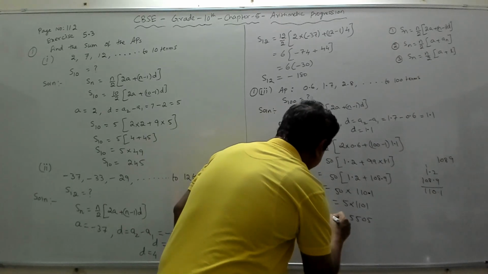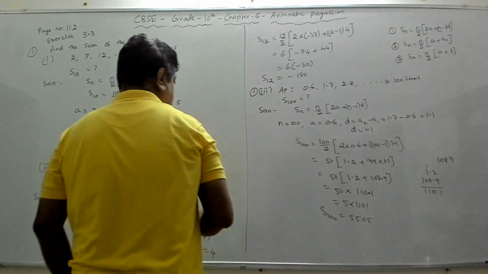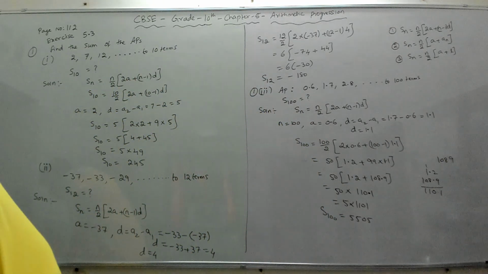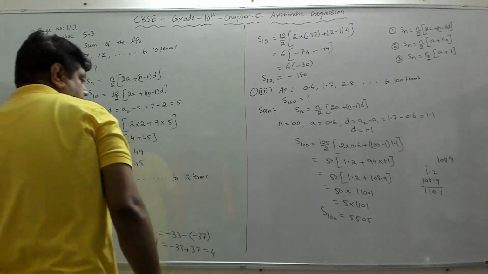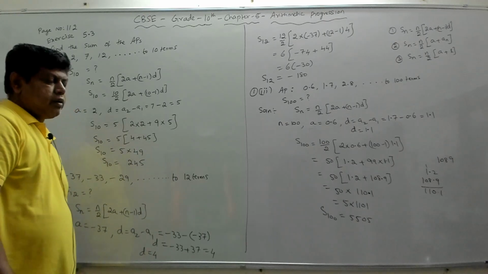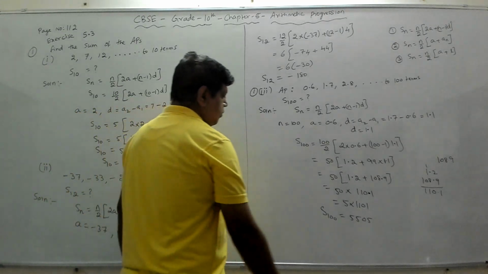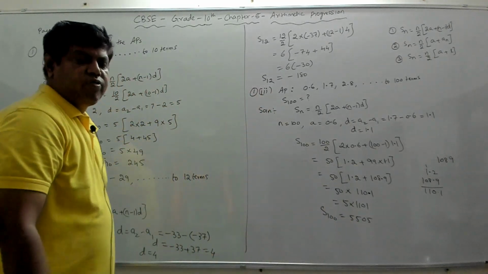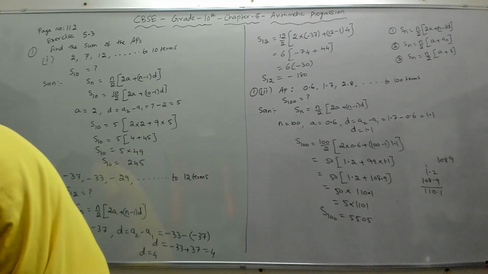That is your S100. The sum of first 100 terms is 5505. Right? So that is the sum of first 100 terms.